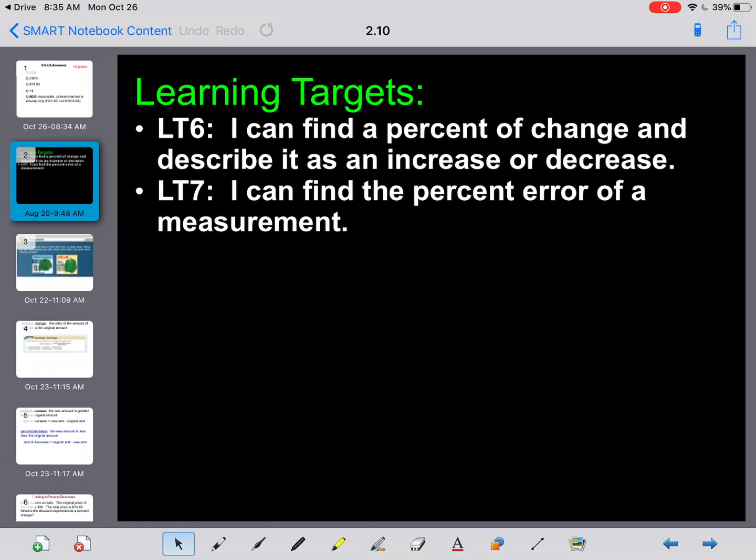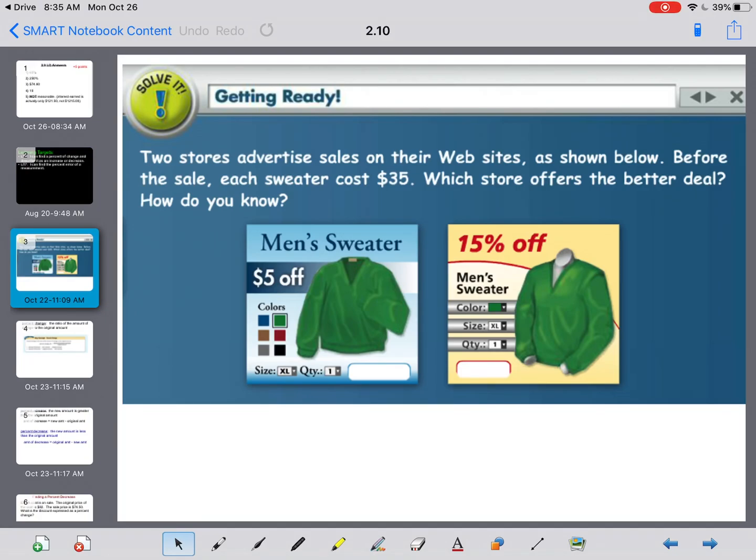Chapter 2, Section 10 is about change expressed as a percent. This is a 2-day lesson, and by the end you should be able to find a percent of change and describe it as an increase or decrease, and then find that percent of error for a measurement.